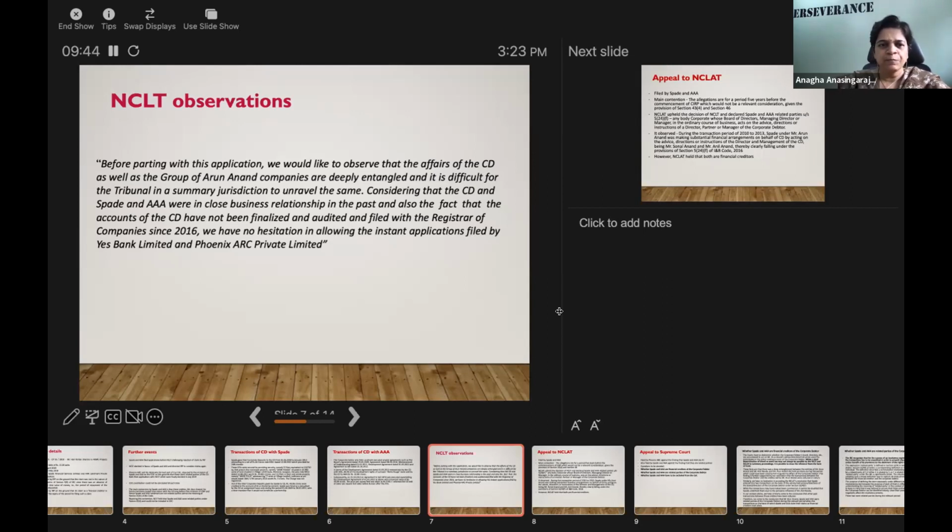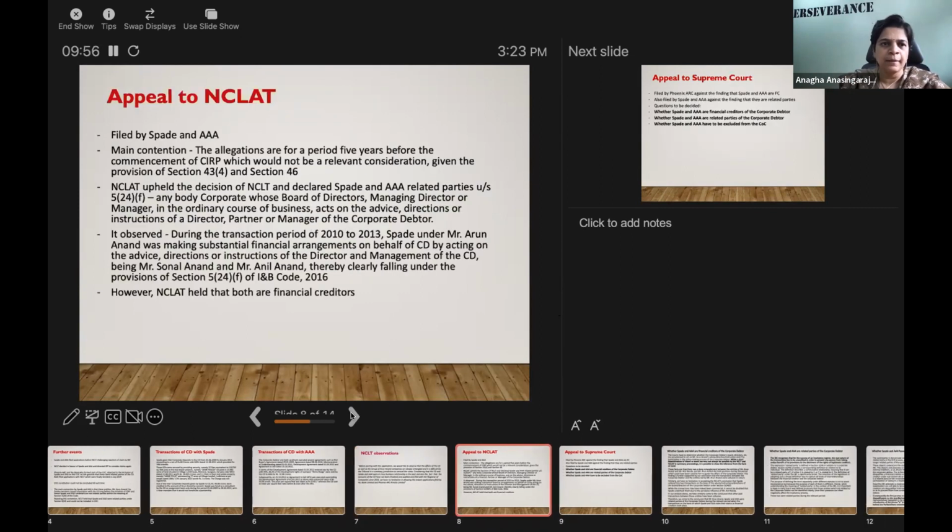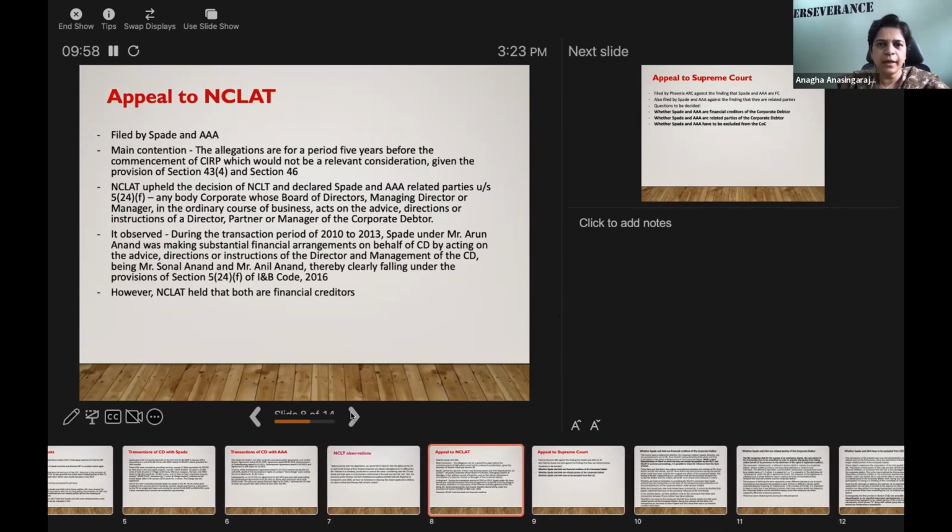By saying this, both these applications of Yes Bank and Phoenix ARC were admitted, and these two parties were held as related parties, and hence they were not financial creditors who are allowed to participate in the COC. Now, an appeal was filed by Spade and AAA to the NCLAT against this decision of the NCLT.